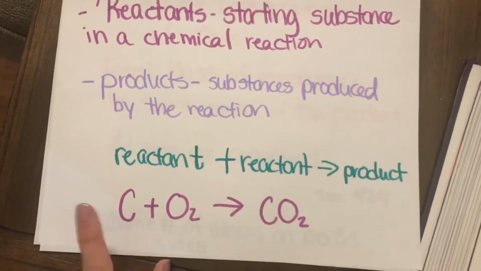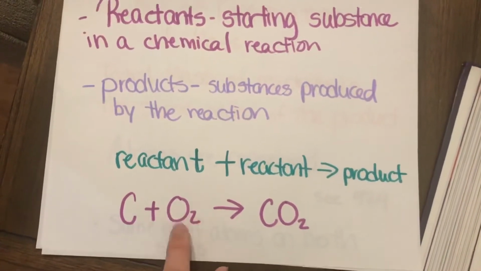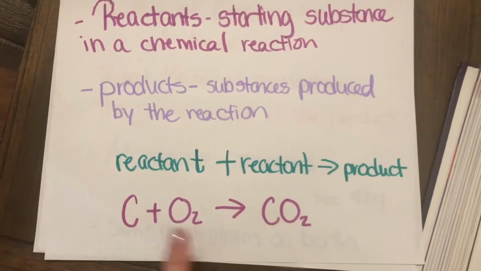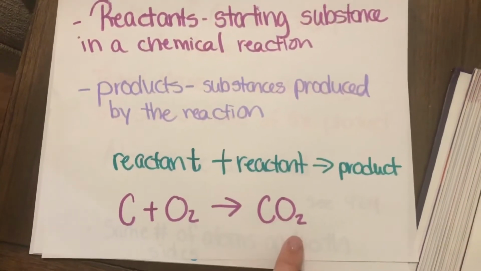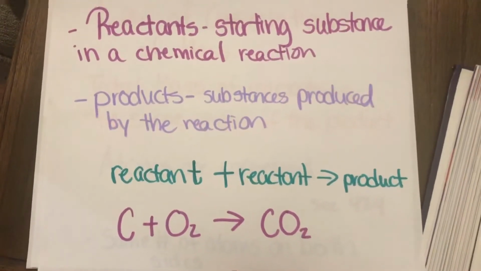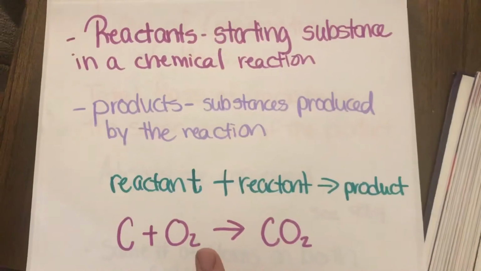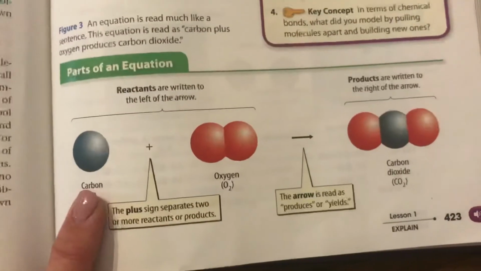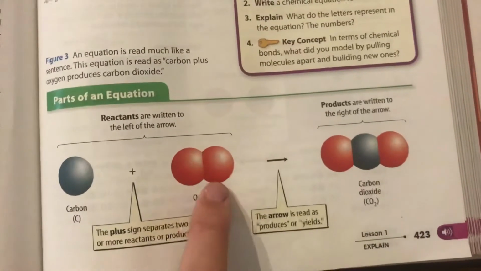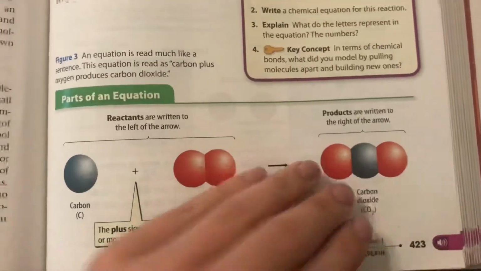An example of this: carbon plus oxygen equals CO2, carbon dioxide. 1 carbon plus 2 oxygen equals CO2, carbon dioxide. That's it. Now, that's a very basic, easy example, but that's what we're going to start off with. Your book does give you a visual. I'm going to hop on over here. So you're starting off with 1 carbon and 2 of the oxygen and ending up with CO2.